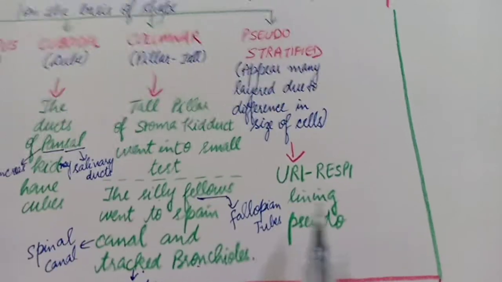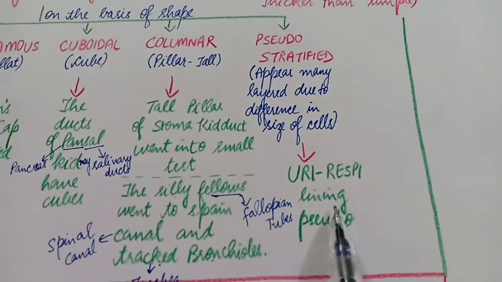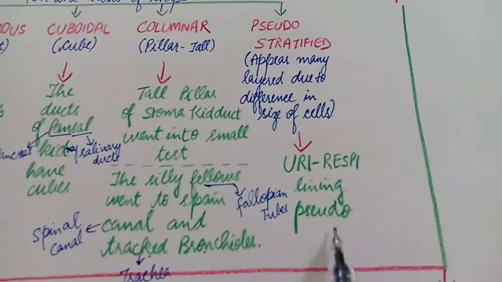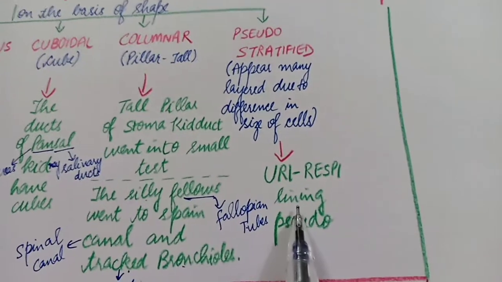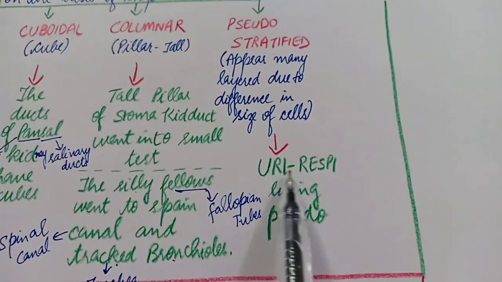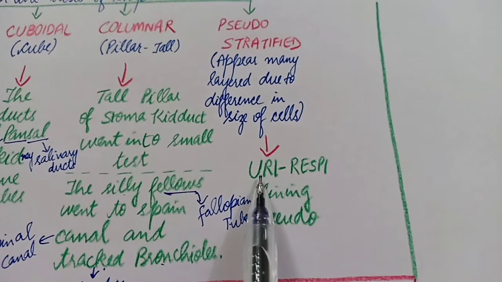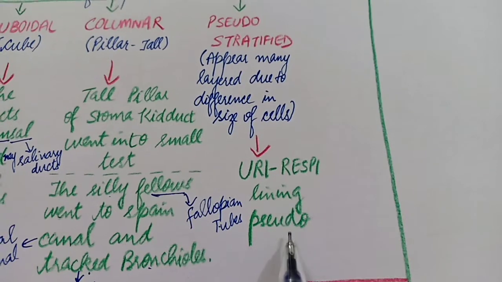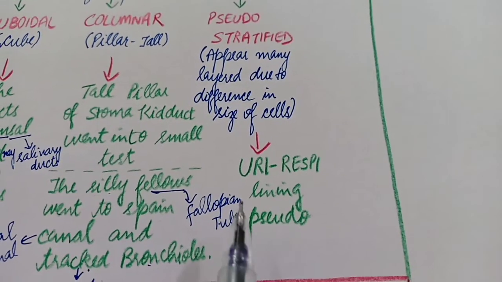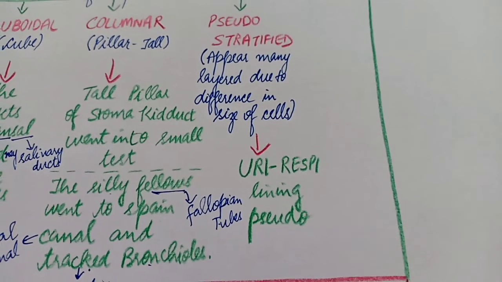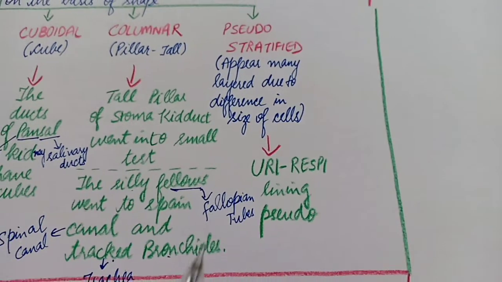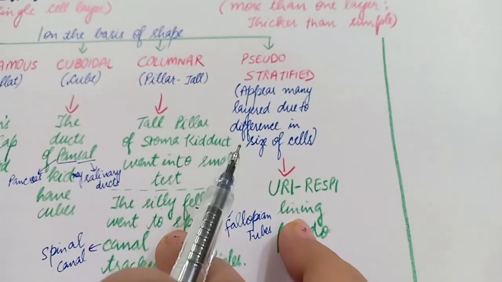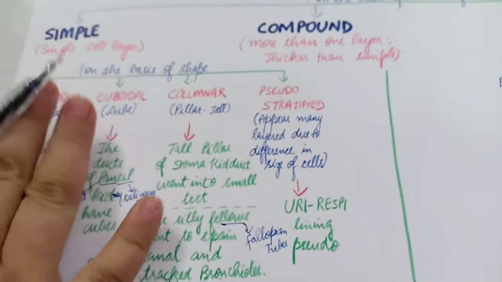Simple example to remember is uri respi lining pseudo. Uri respi lining pseudo, that means the lining of respiratory tract and urinary tract. Urinary tract and respiratory tract lining has pseudostratified simple epithelial tissues. Okay, so just now we've learned all the examples of one basic subtype, that is simple epithelial tissues.